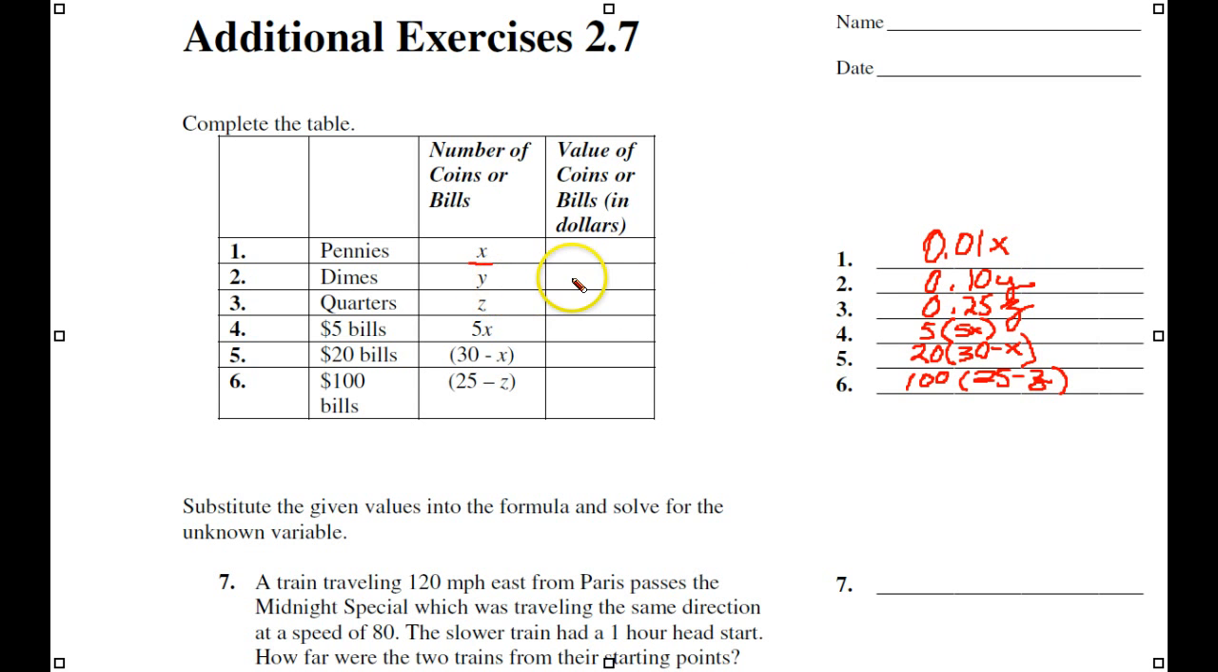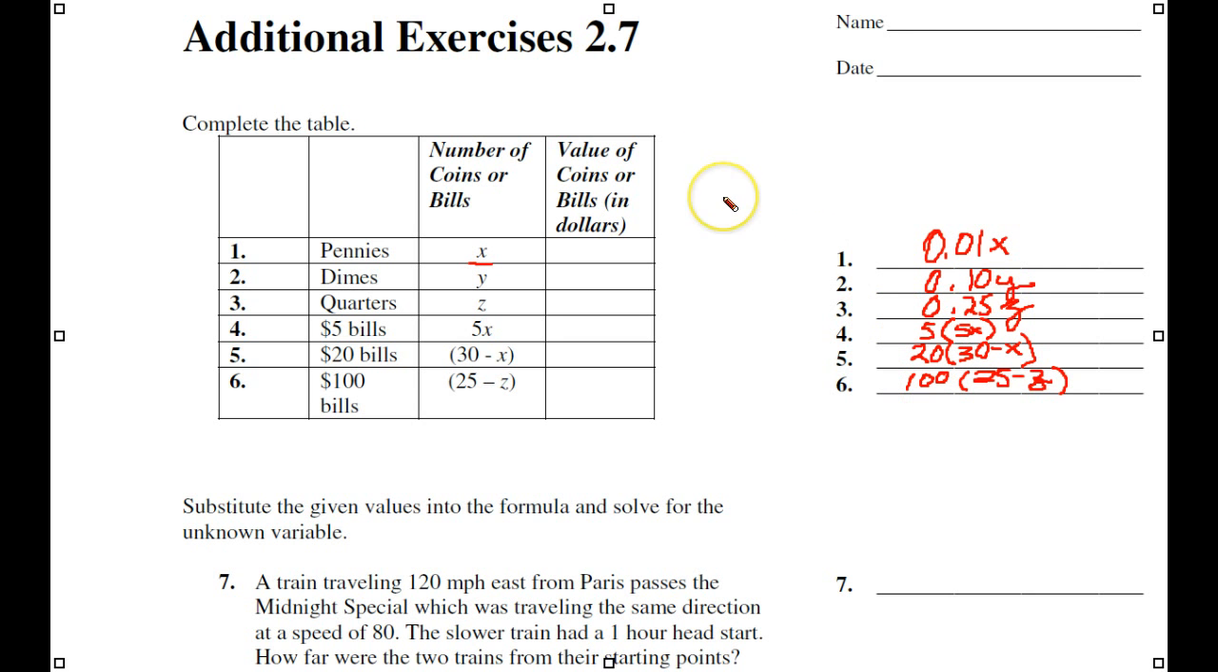Now, dimes are worth 10 cents, so 0.10. Quarters are worth 25 cents, so 0.25. Now, $5 bills would be 5 times this amount. This would stand for the value of, if you had this many bills, that would give you a dollar value. This is for $20 bills. This is for $30 bills.